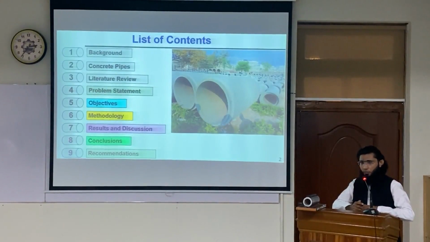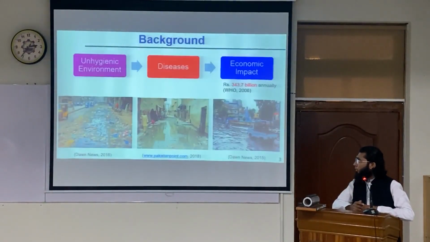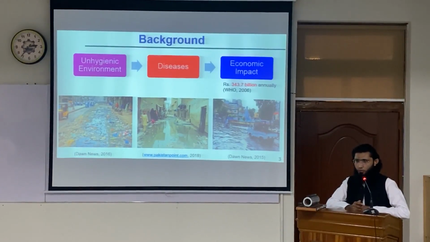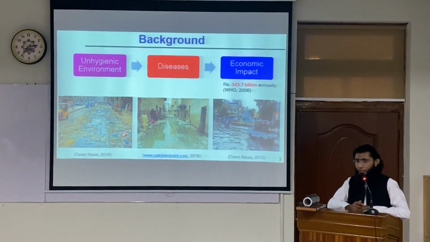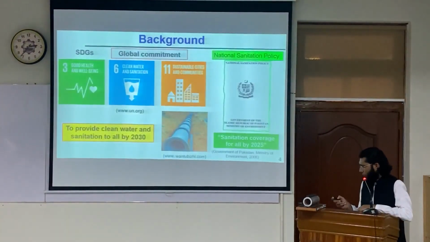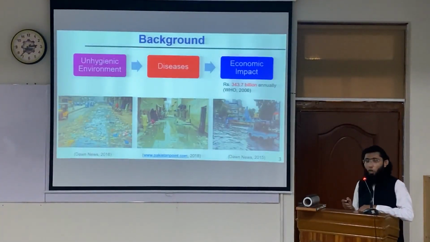These are the contents of my presentation. Water is a basic necessity of life. However, when consumed, it turns into wastewater. Now, wastewater requires safe disposal. If not properly disposed, it poses a threat to the environment and causes the spread of various diseases such as diarrhea, typhoid, etc. It has been estimated by a WHO report that insufficient sanitation has an impact of 343.7 billion rupees on the economy of Pakistan.